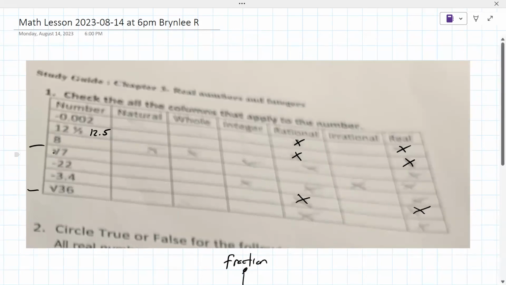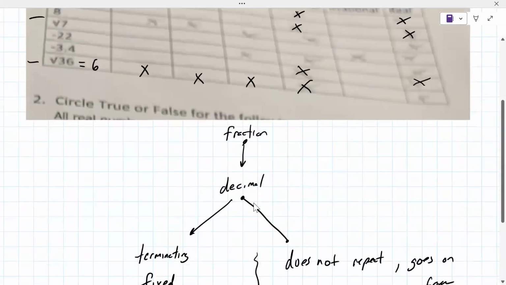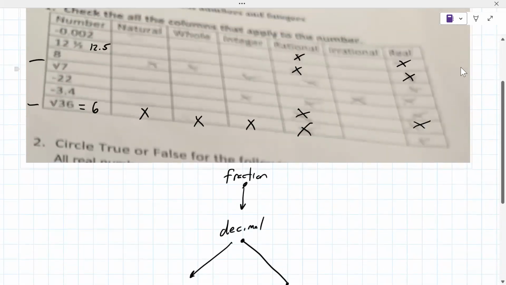Now these root ones, you really have to reduce the root. So this is really six. Yep. And then that tells you that it's natural, it's whole, it's an integer, and it's rational. So when you reduce it, that's when you're able to make your determination about what it is or is not. Okay. So sometimes you see it in other ways, like you might see the square root of 9/4, which is 3/2. And they'll give you one where you have to simplify it here. Okay. And now the square root of 7 does not reduce. And it's a decimal that goes on forever. That's why it's irrational. Yep. Okay.